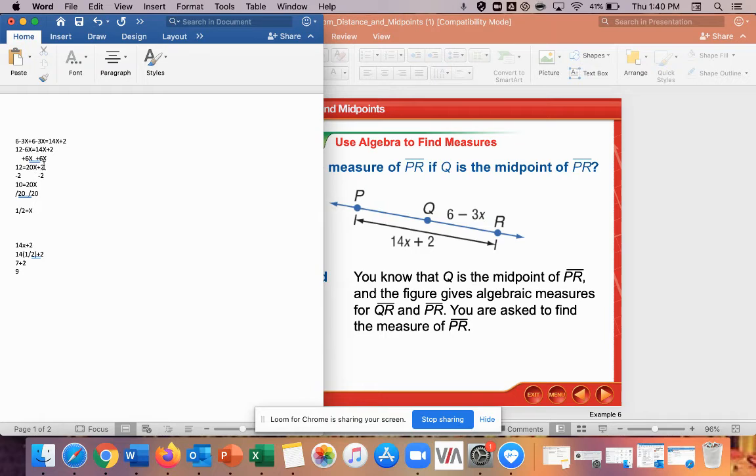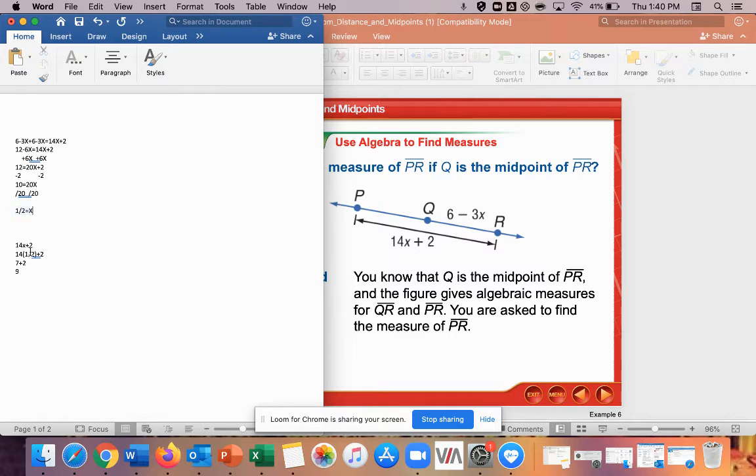2 minus 2 would be 0. So 20x drops down. 10 equals 20x. Divide both sides by 20 to get rid of that 20 and just be left with x. So 10 divided by 20 is going to be 1/2. 20x divided by 20 is just going to be x, and x equals 1/2.